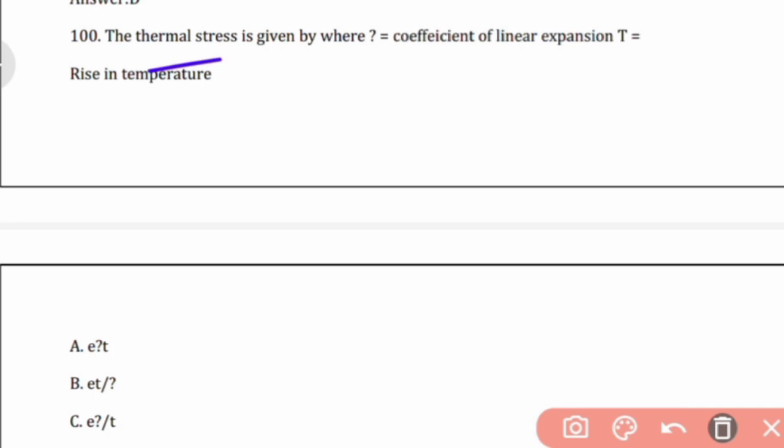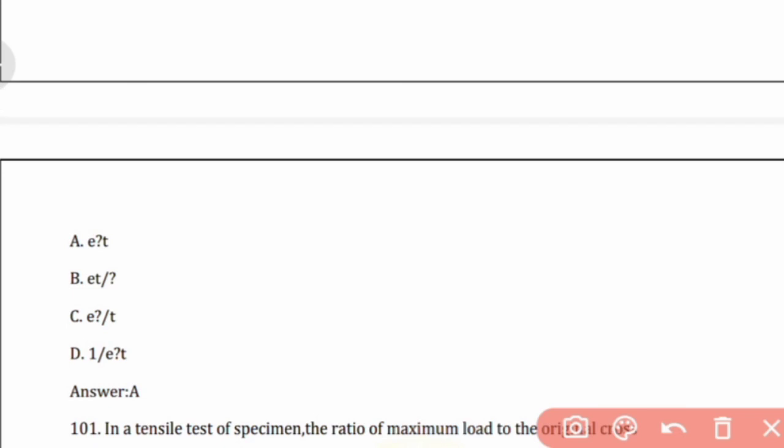The thermal stress is given by dash, where α equal to coefficient of linear expansion, T equal to rise in temperature. Option A, EαT.